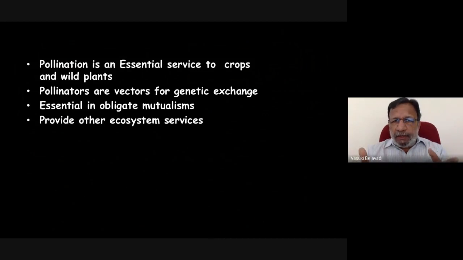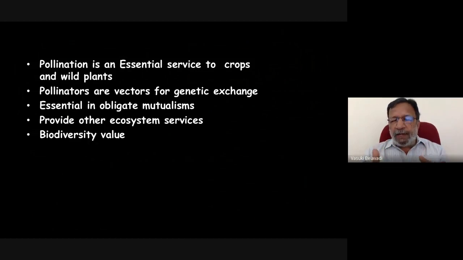And they also provide other ecosystem services. In the wild, there are so many fruits that are produced as a result of the pollination service by the bees and other pollinators, which help in the survival of several species of birds and also several animals. And of course, pollinators have a biodiversity value.